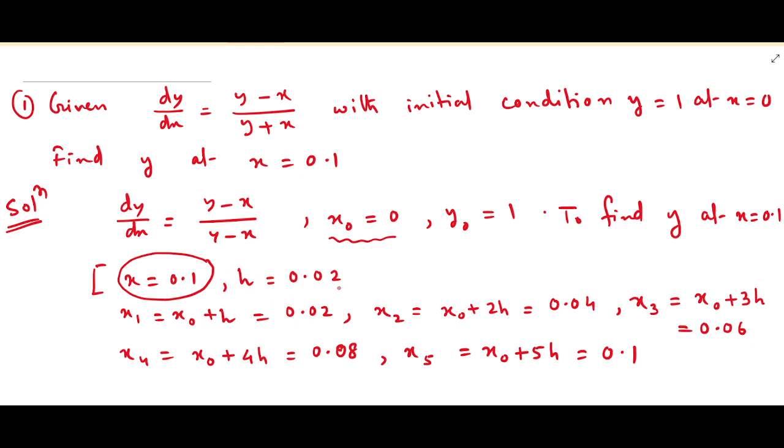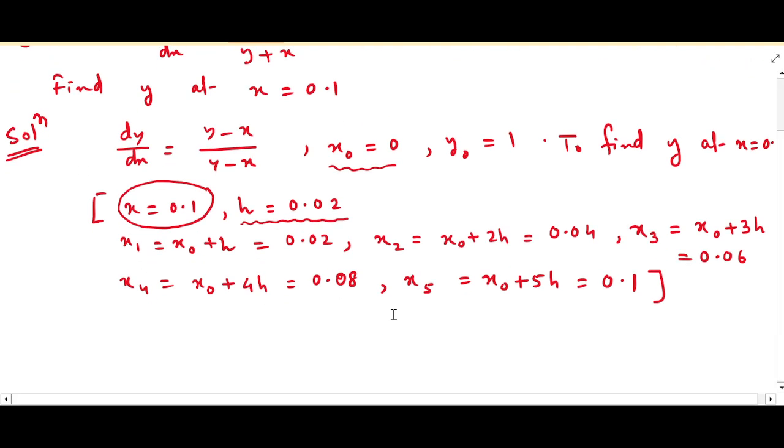Now if we take h as 0.01, then up to 10 steps we have to do, so it will be a little more calculation for you. And if you take h equal to 0.25, then 4 steps we have to do. So it completely depends on us what step size we want to take. Here in this particular problem I have taken h equals 0.02, so we need 5 steps. Now let us find one by one.